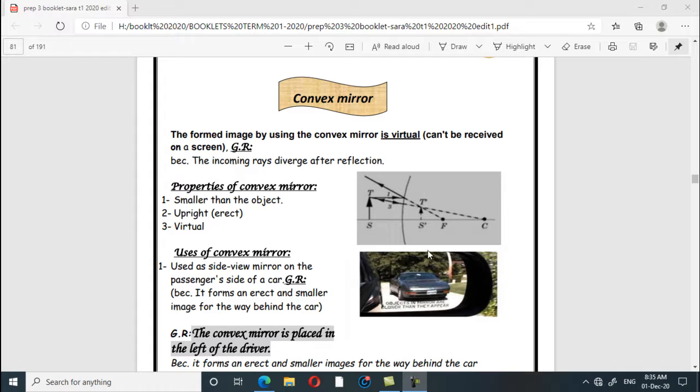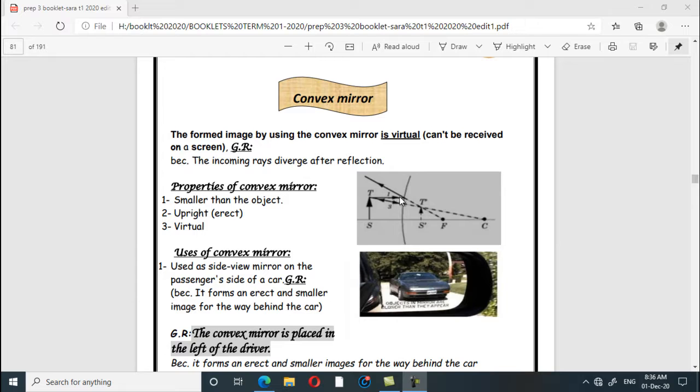In the convex mirror, we have only one case. This is the reflecting surface of the convex mirror, and the object will be put at any distance from the mirror because there is no focus or center of curvature here. We put the object here, and we will draw the two light rays coming out of it.